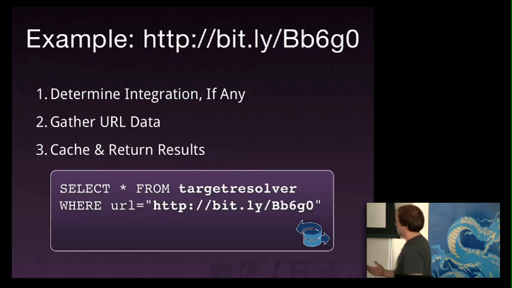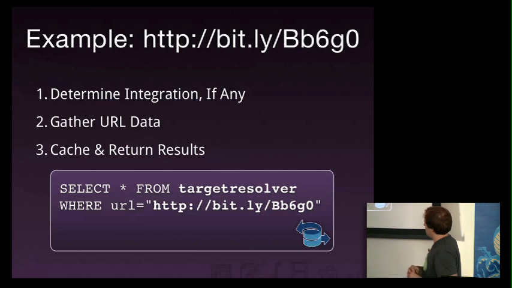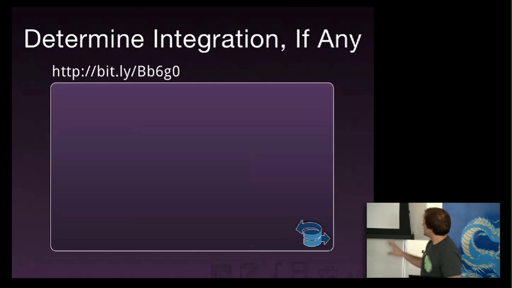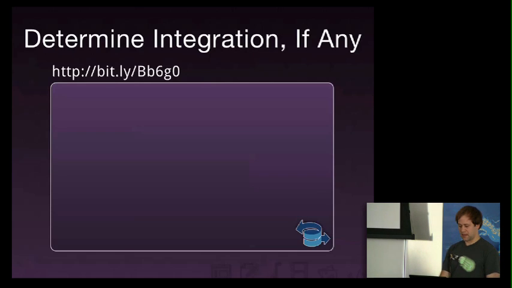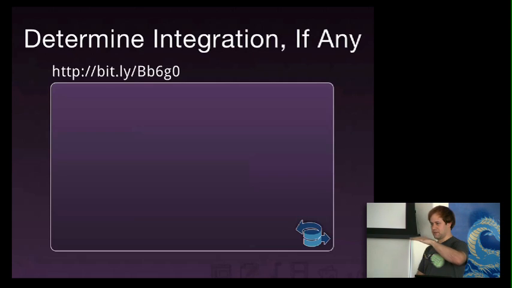We have our main table that everything goes through, called the target resolver table, and we just select all the data out of it where the URL equals this Bitly URL. Now, inside YQL, inside our table, it's going through a bunch of steps, and for all of our tables, we basically use the XML to wrap our execute statement for all of our JavaScript. How many people here are using YQL and have written their own tables? Okay, good.